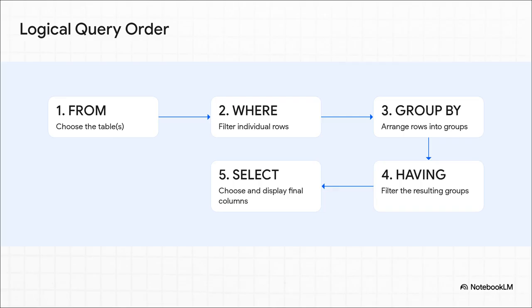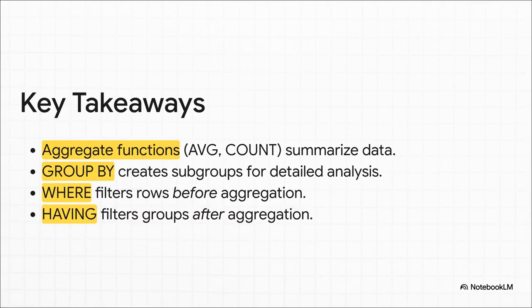So, to really nail this down, it helps to think about the logical order that SQL follows behind the scenes. It's kind of funny, even though we write SELECT at the beginning of our query, the database doesn't actually do that first. It starts with FROM to get the table. Then it applies the WHERE filter on the rows. Then it does the GROUP BY. Then it applies the HAVING filter on the groups, and only at the very end does it SELECT and show you the final results.